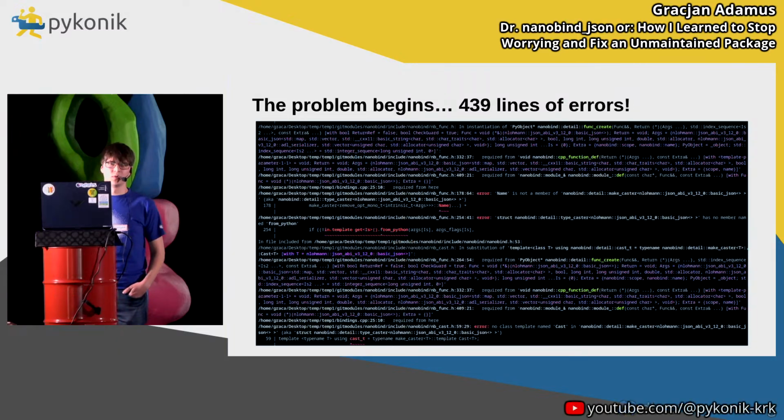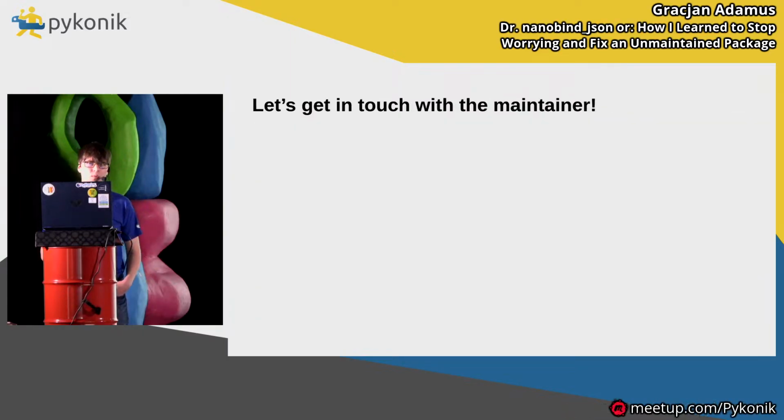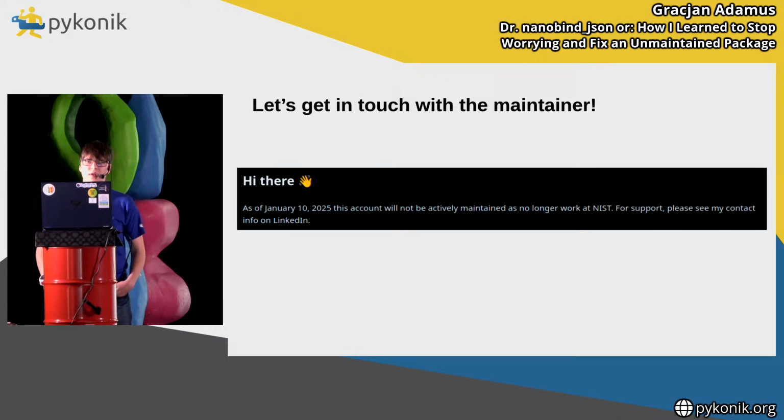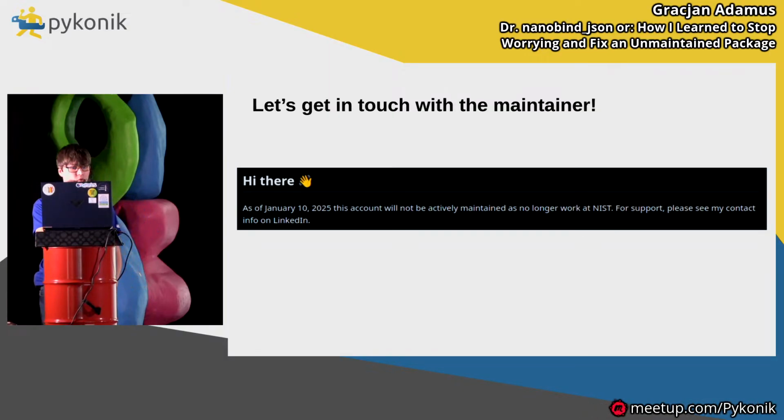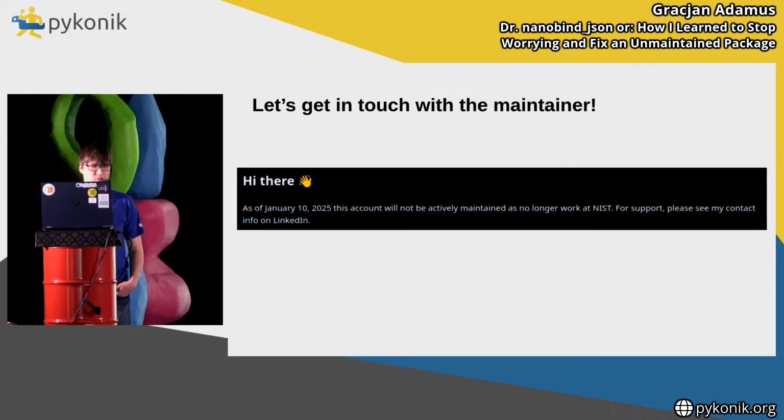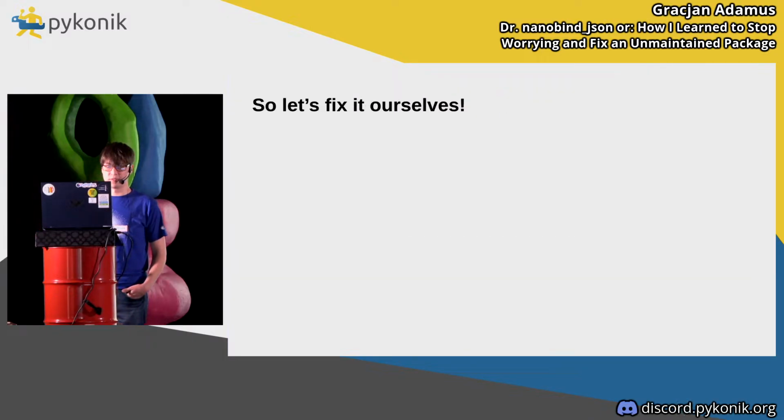So what do we do when we want to use a third-party library and we have a wall of errors in it? Well, we get in touch with the maintainer, right? And that's what we found in his README on GitHub. As of January 10, 2025, this account will not be actively maintained as I no longer work at National Institute of Standards and Technology. So unfortunately, no luck there. He did say to see his contact info on LinkedIn, and I tried to reach out to him, but unfortunately, he did not respond. So I had nothing else to do but to actually fix it myself.